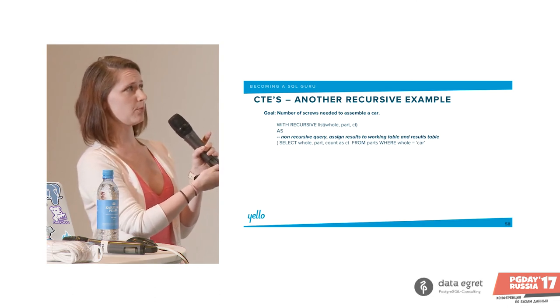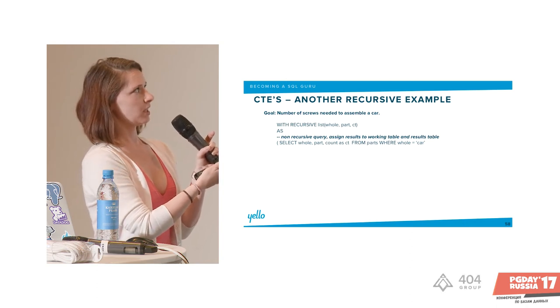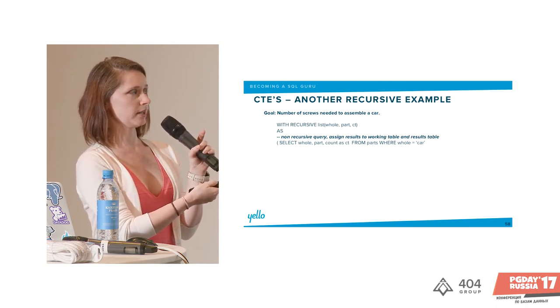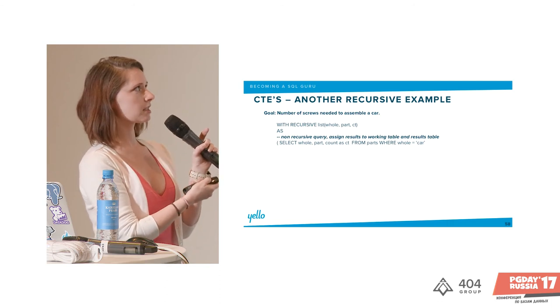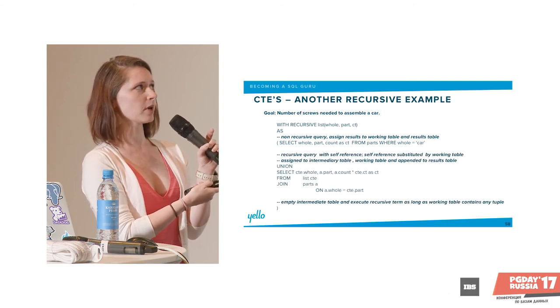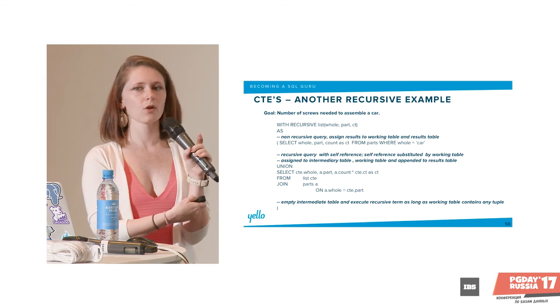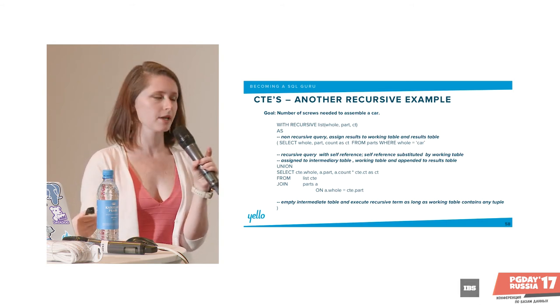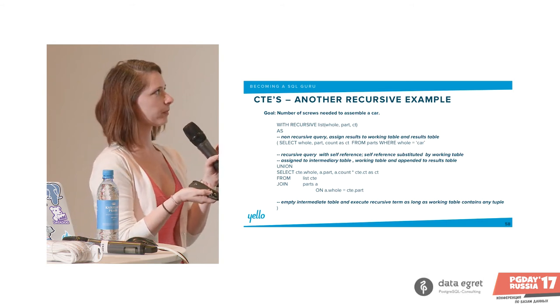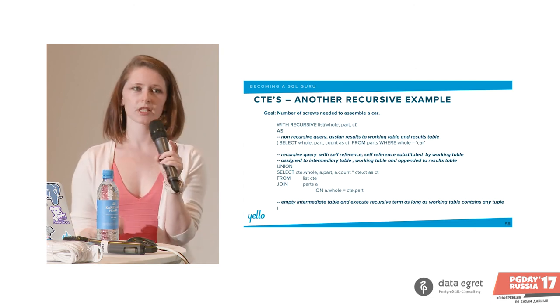We're going to have the whole, the part, and the count. We start by calculating our non-recursive query. So in this case, I said, let's select the whole, the part, and the count from our parts table, but only where the whole is equal to a car, because that's what we care about. Then we have our recursive self-reference.